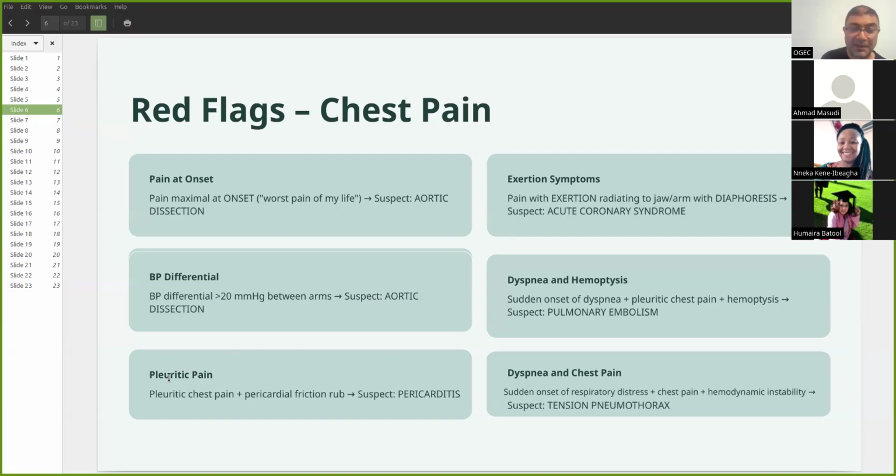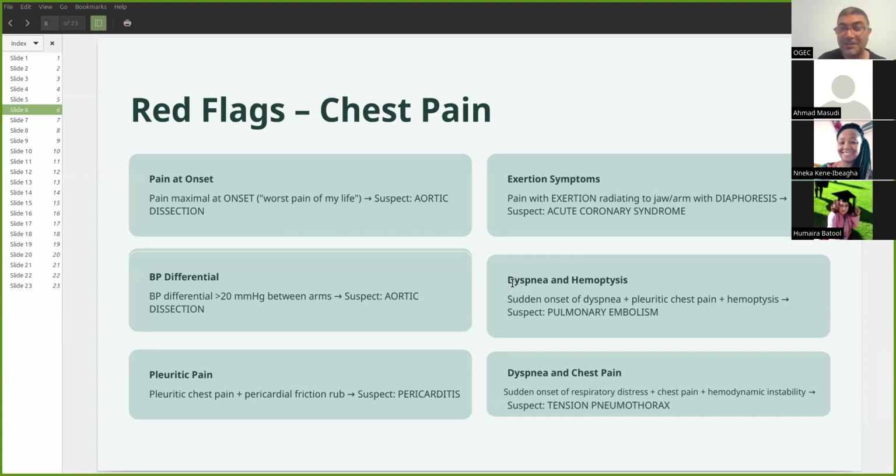If there is pleuritic pain, or pain which increases with respiration, and when the patient has a pericardial friction rub, we suspect pericarditis. If the pain is exacerbated with exertion, radiating to the jaw or left arm, or associated with diaphoresis, then we suspect acute coronary syndrome.